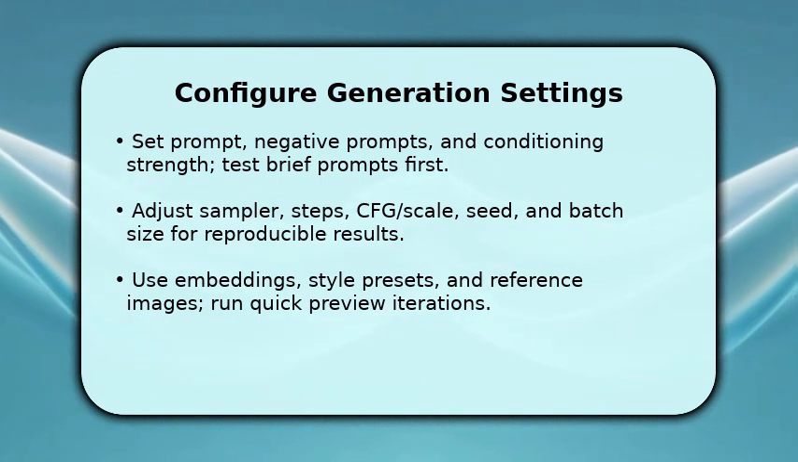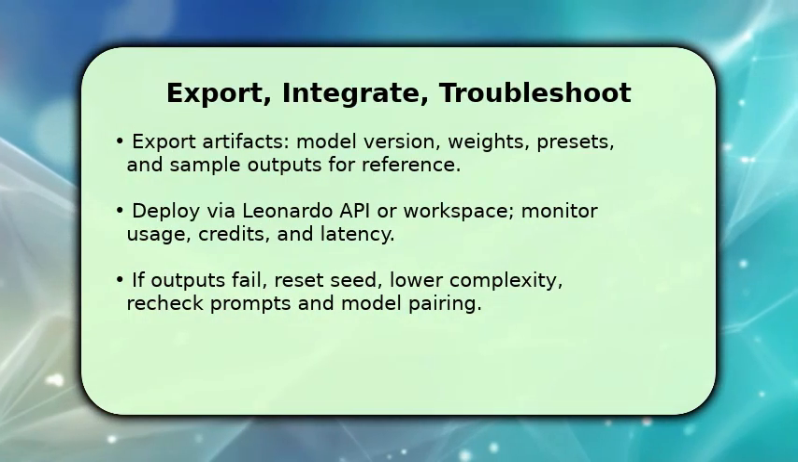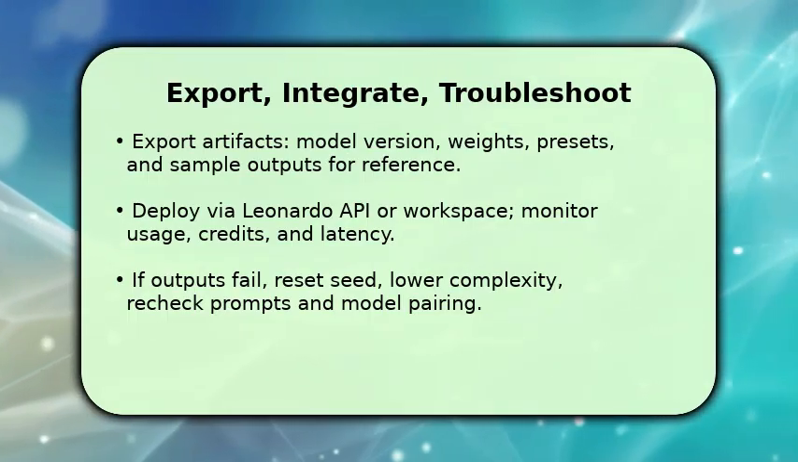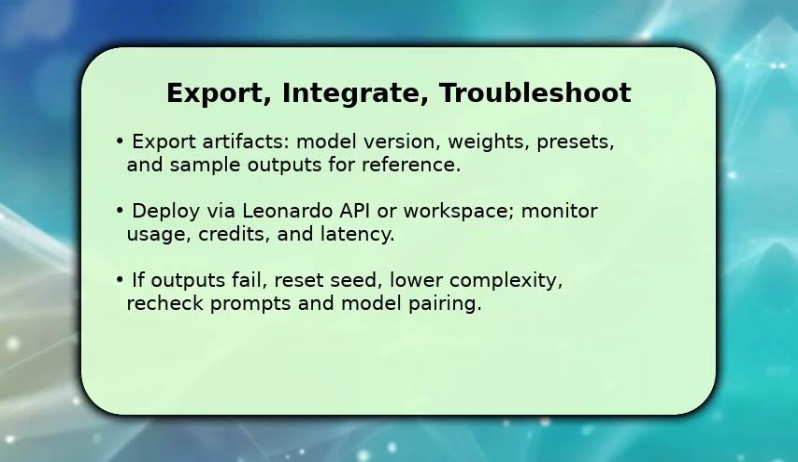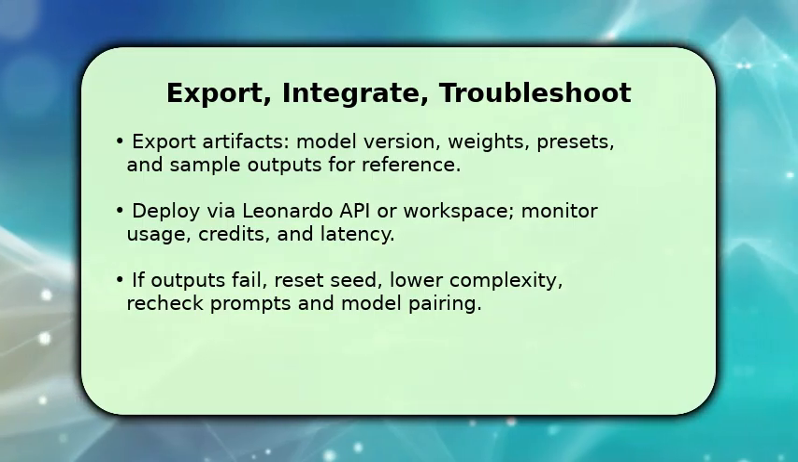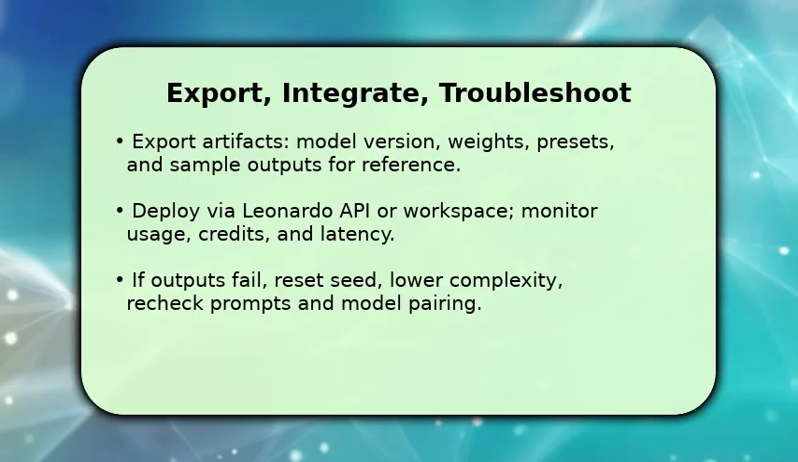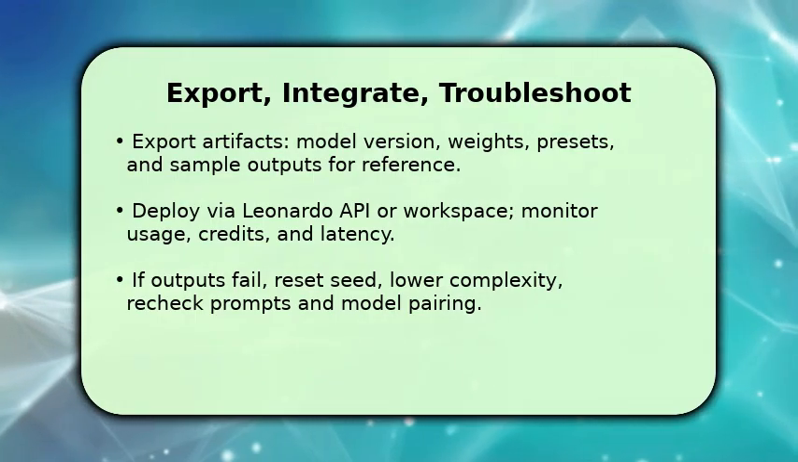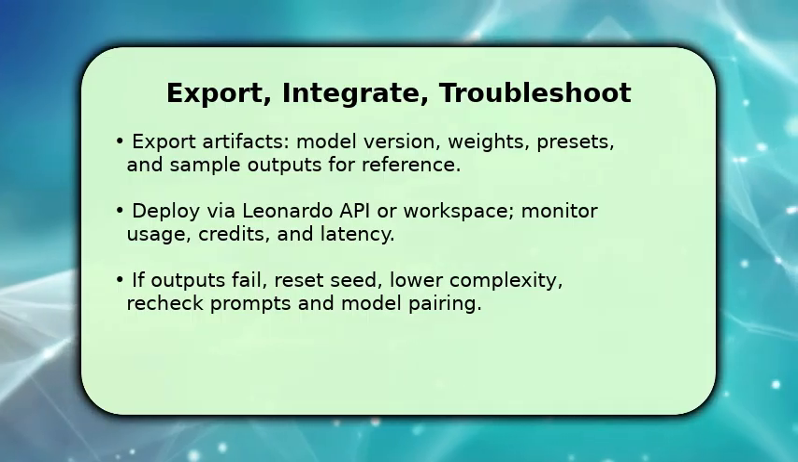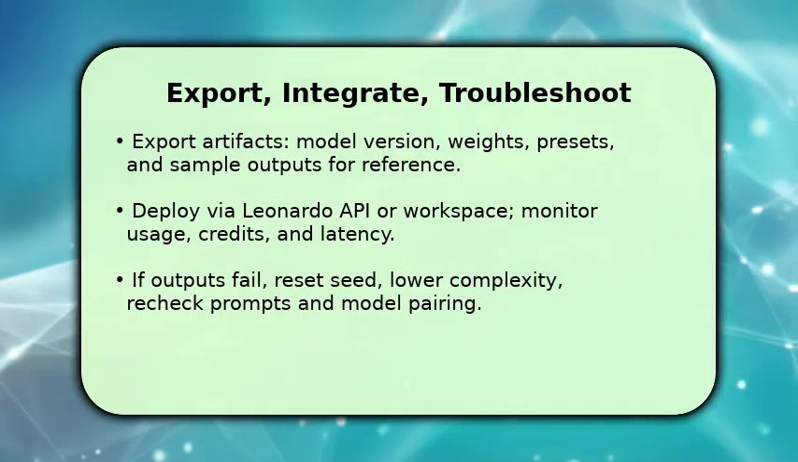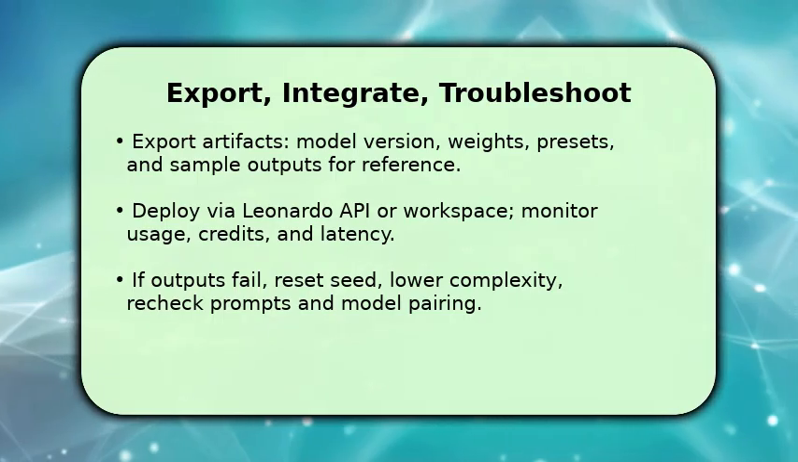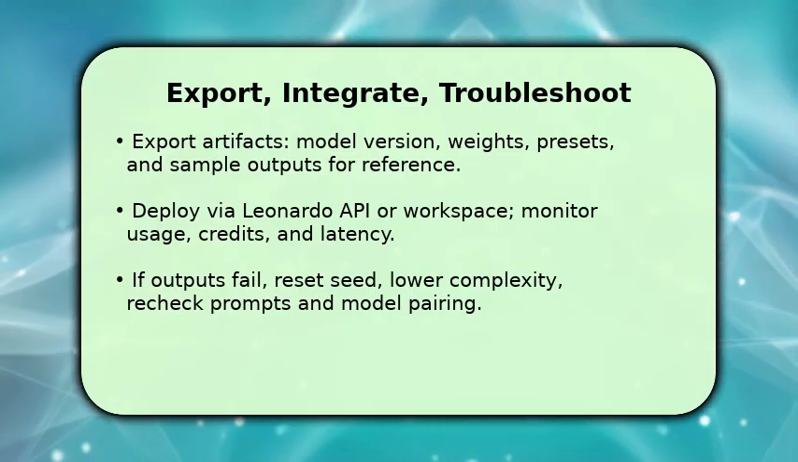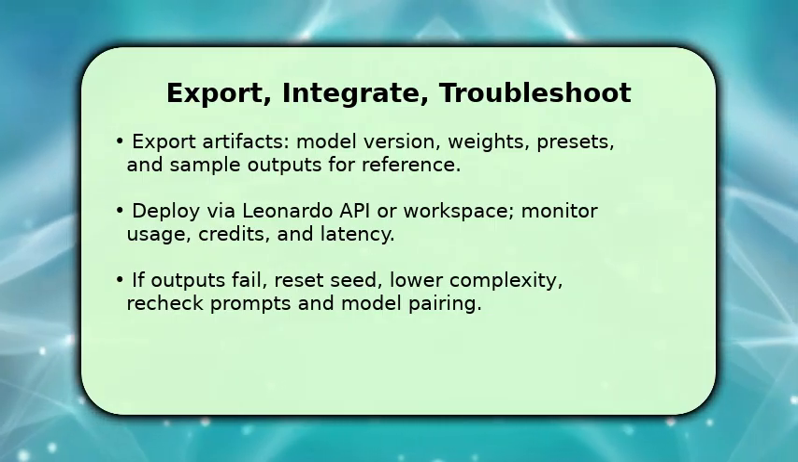renders. You finish by exporting the model version, weights, presets, and a set of sample outputs for reproducibility and backup. Once done, integrate the model through Leonardo's API or deploy it inside the workspace, then monitor usage, credit consumption, and latency. If things go wrong, troubleshoot by resetting the seed, lowering complexity or steps, and rechecking prompt wording and model pairing. Try a smaller resolution preview to isolate issues before large renders. Make adjustments and redeploy.